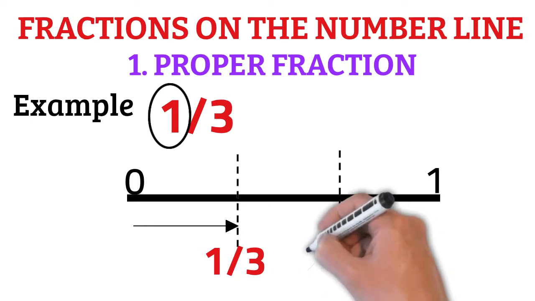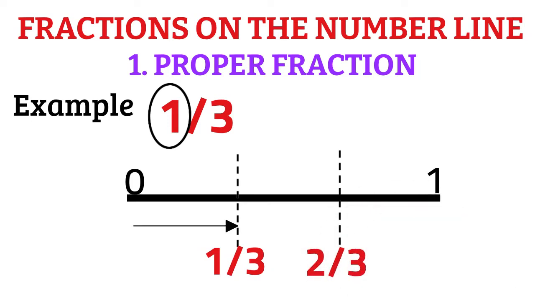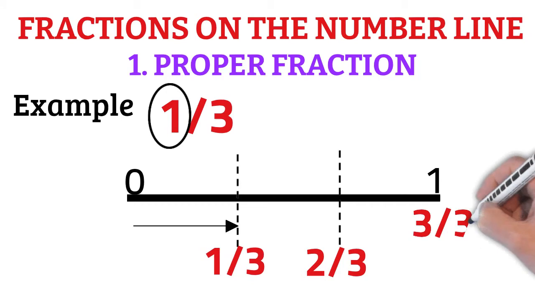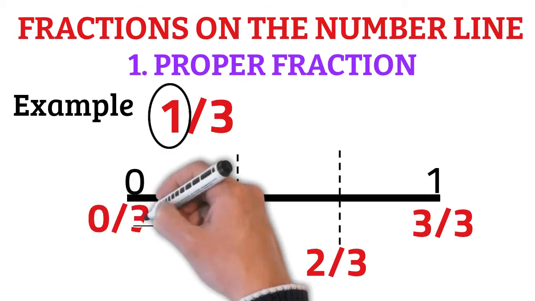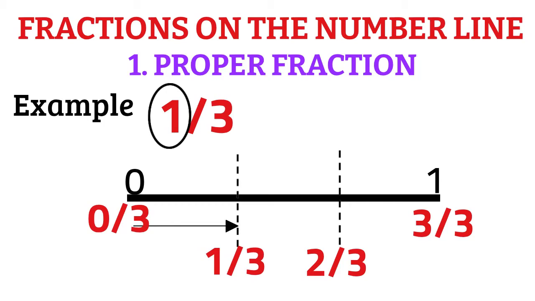Likewise, counting two parts will point at 2 by 3, and counting 3 parts will point at 3 by 3. That is the whole or the point 1. And the 0 part, that is the point 0, is 0 by 3.